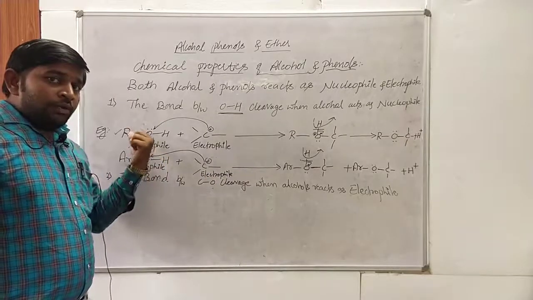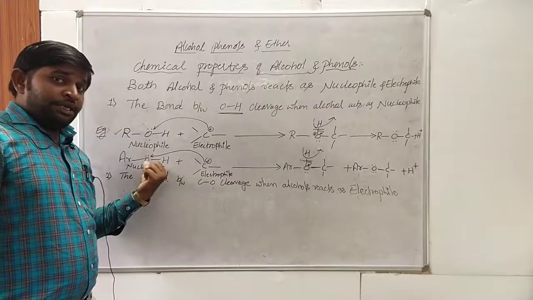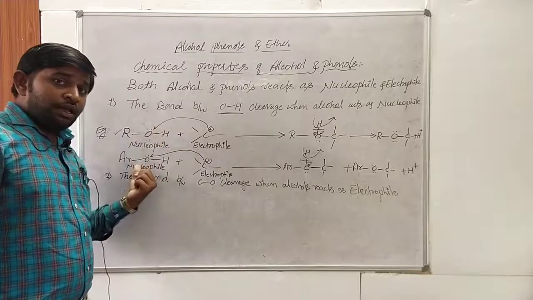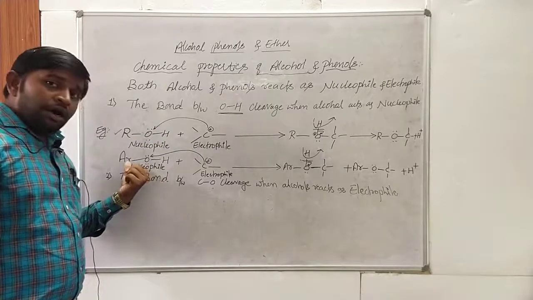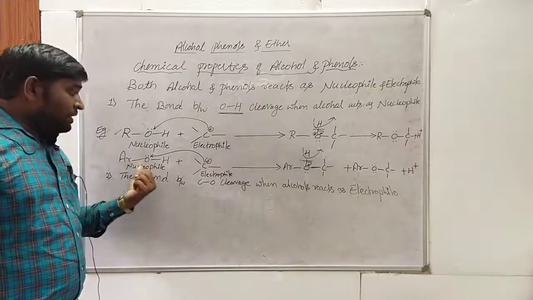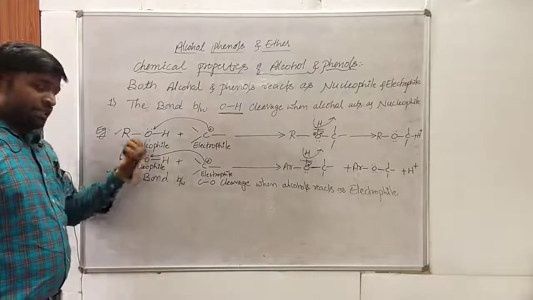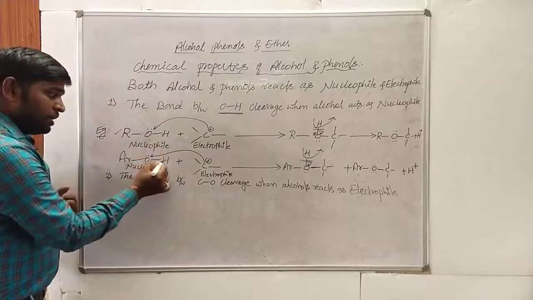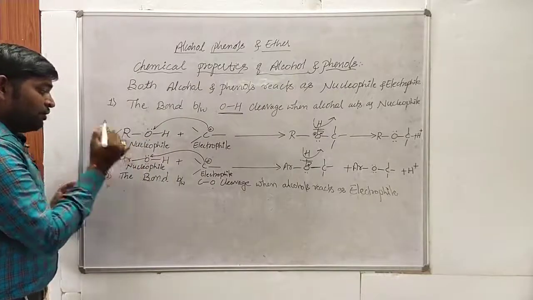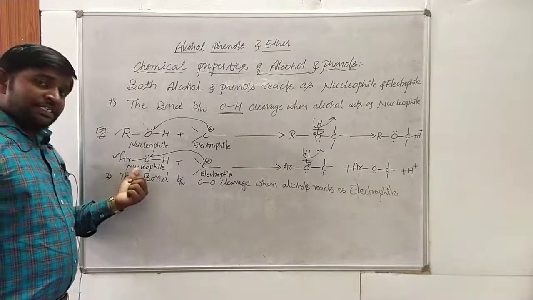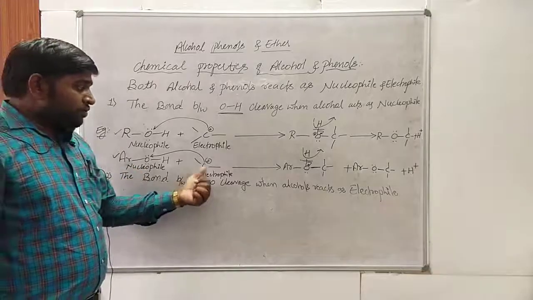So when the cleavage of the OH bond takes place from alcohols or any aromatic phenols, at that time such types of alcohols and phenols are nothing but nucleophiles. So here the cleavage of OH bond, here also cleavage of OH bond. That's why this is also considered as a nucleophile. It acts as a nucleophile. So this is the electrophile, this is the electrophile.